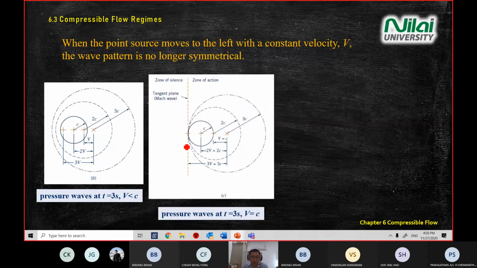Now, what is interesting when you have your V equal to C is that you have a combination of sound waves centered here. Okay, when you have a source moving, and the velocity equals the speed of sound, you have all the pressure waves intersecting at one point here with C, 2C, and 3C.